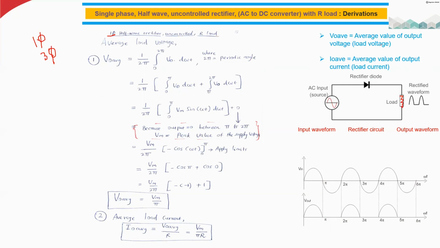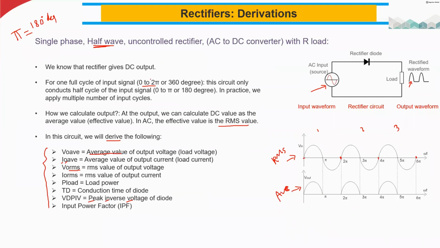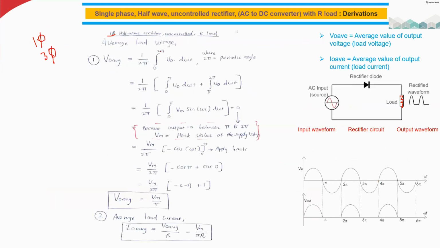The first parameter I need to find is VO average, the average value of the output, which is equal to 1 by 2 pi. Remember, the periodic angle factor is 1 by 2 pi. We are going to consider only one cycle, but since we are doing the integration average, this will repeat in all the cycles. So I am using 1 by 2 pi, and the interval is 0 to 2 pi, which is one cycle.